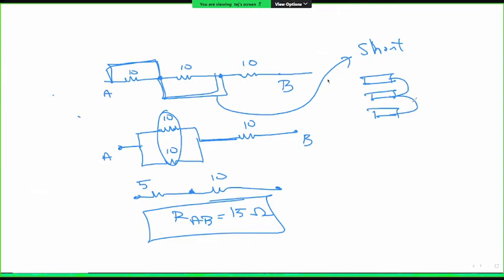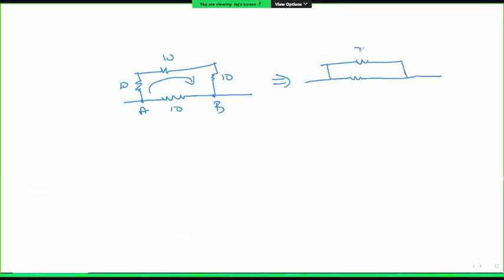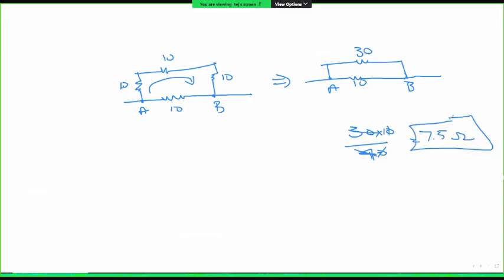One path is the ground path. The other path is this one. From A to B, if you see, all of them are in series. 10 plus 10 plus 10. 20, 30. So it looks like this. 30, and here, this is 30, this is 10, this is A, this is B. So again, if you see, both of them are parallel with each other. So you do 30 into 10 by 30 plus 10, which is 40. Okay. 7.5 will be the answer. 7.5 ohm. That's it.